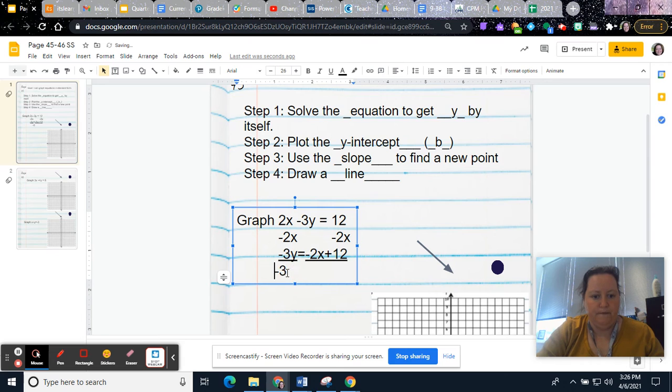Oops, too far. Space bar and tab is what I'm doing here. Now, when you do that, negative 3 divided by negative 3 gives you y. Then on this side, you need to divide both of these things by negative 3. This is normally why we wait till the end of solving an equation to divide, so you don't have to do it to everything on that side. But in this case, you're going to have to, because you couldn't put these together.